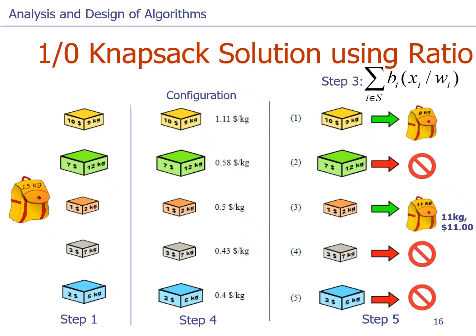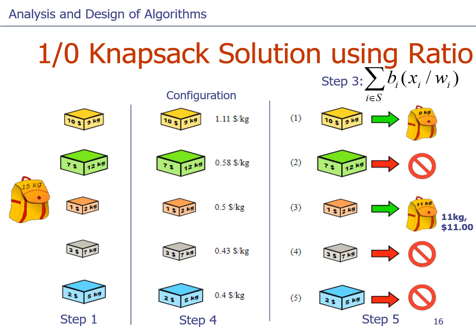So let's apply what we just discussed on a specific instantiation of the fractional knapsack problem. Let's say we have a bag of 15 kilos maximum weight, and we have these items with the weight of the item and the price or value of each item printed as you see on the item itself in the leftmost image. Now, you see we have 9 kilos for $10, 12 kilos for $7, 2 kilos for $1, 7 kilos for $3, and 5 kilos for $2.